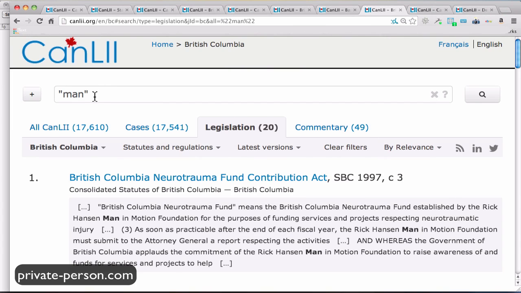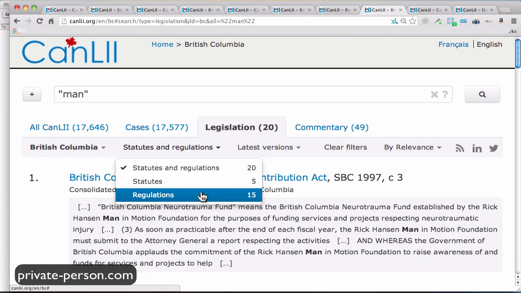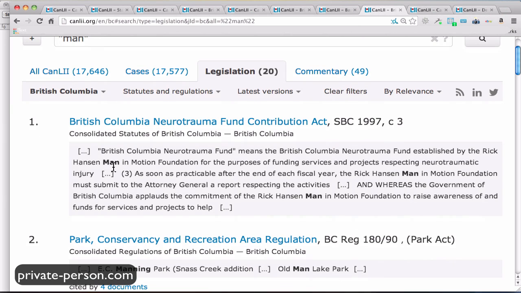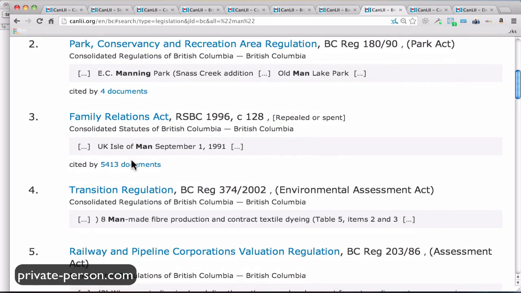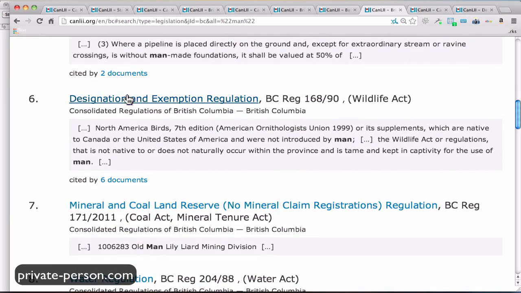So now this last one was man. I thought, geez, man, I've never seen it in an act anywhere, and so I decided to go looking for it. We're talking about British Columbia. It's actually in 5 statutes and 15 regulations, but many of them are derivatives of the word man, not man itself. For instance, Hanson Man and Motion Tour, okay, we can ignore that one. Manning Park, Old Man Lake, we can ignore that one. Isle of Man, we can ignore. Man-made fiber, we can ignore. Here we go. Designation and exemption regulation. Wildlife Act. All right. So it's in regard to birds or its supplements which are native to Canada or the United States of America, were not introduced by man.